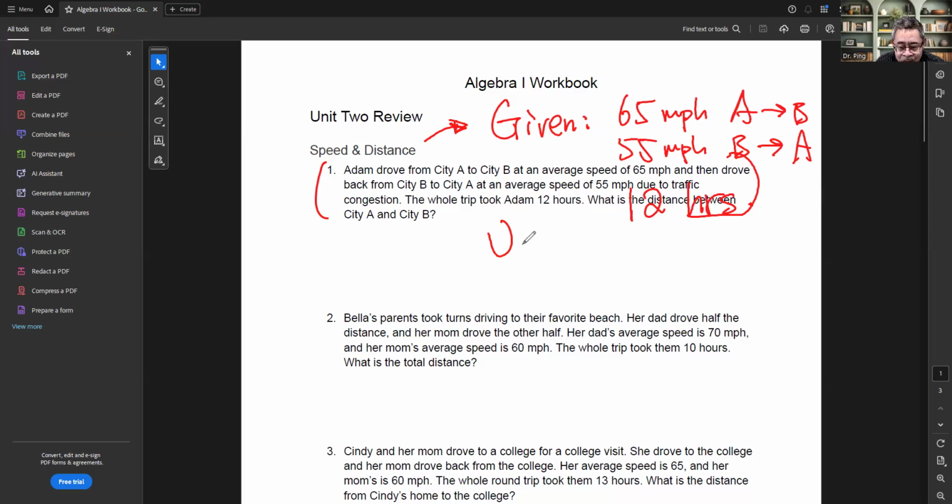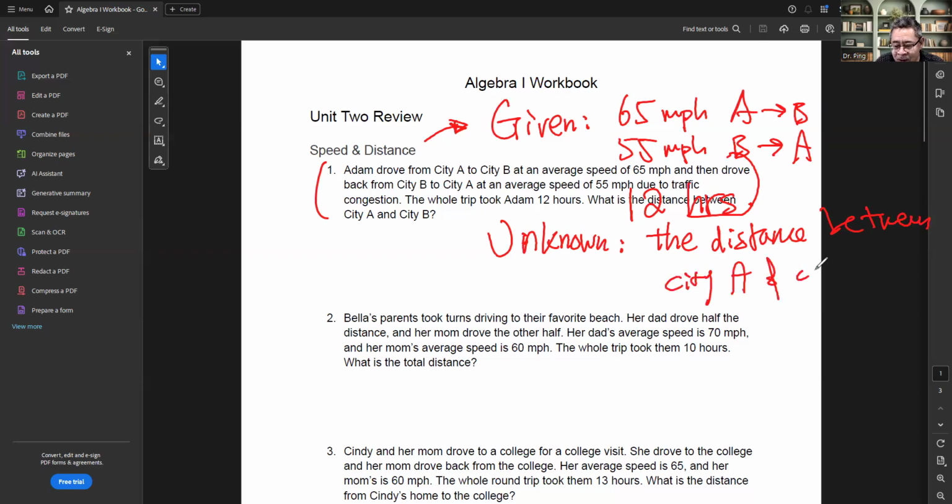But what's unknown? Well, of course, the distance. We don't know the distance between city A and city B. We don't know that. And so we're going to talk about trying to set the equations, and we'll see that. How do we set the equations on this one?